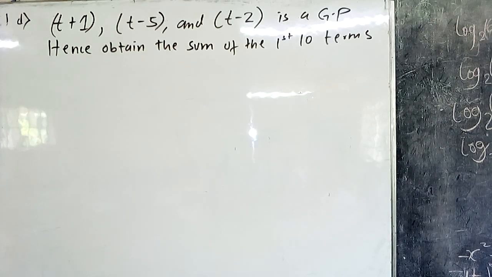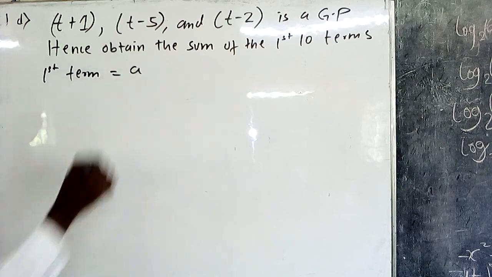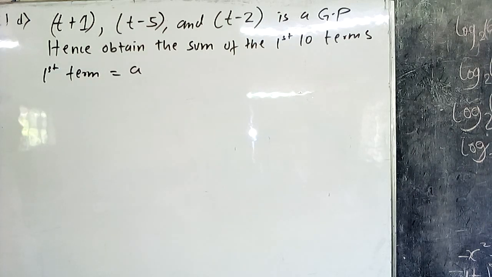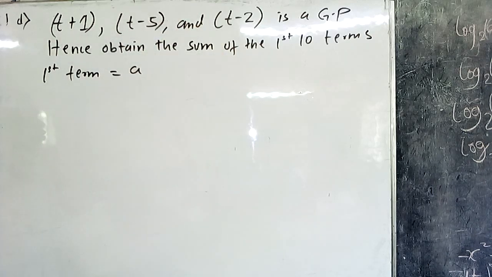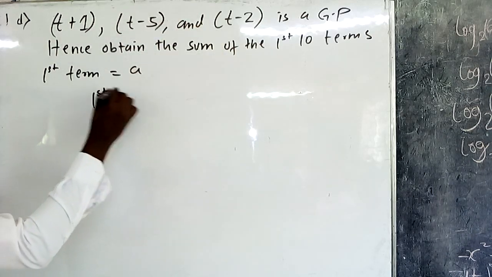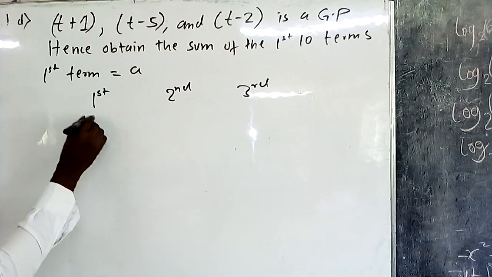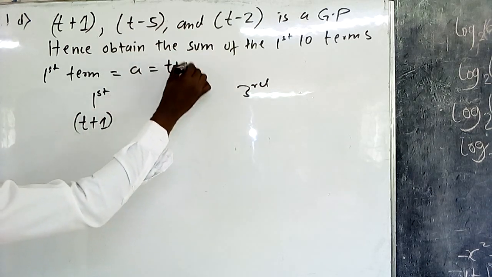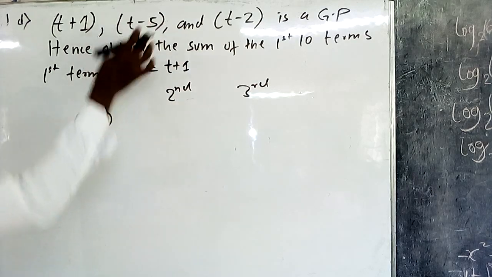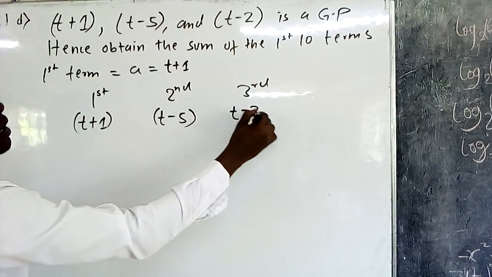So if this is a geometric progression, all you need to know is the first term of the GP. The first term of the GP is denoted by A. If these are terms of a geometric progression, then you simply do it like this. The first term you've been given here is t plus 1, meaning that A is t plus 1. The first term is t plus 1, the second term is t minus 5, and the third term is t minus 2.